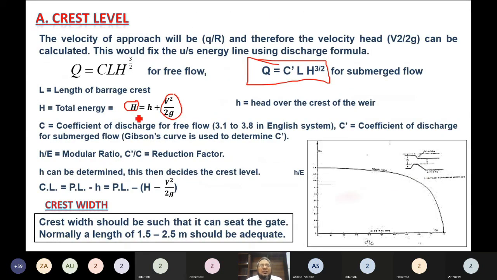Okay, so we can easily find the H. And this H over E, what is this? This is called the modular ratio. And this one is called the reduction factor.